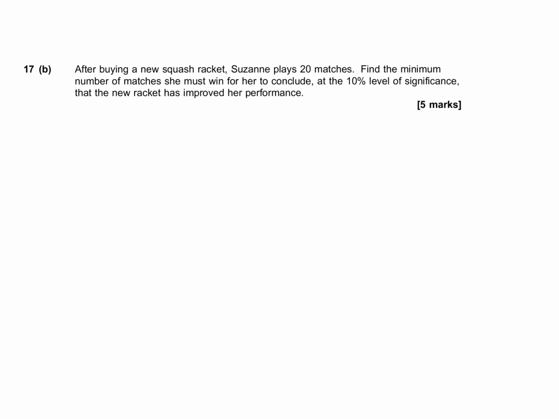Part B of this question is still on binomial hypothesis tests, but there's a little bit less to do now. It's still about Suzanne, but she's switched now to squash and she's played 20 matches, so her sample size has changed. Find the minimum number of matches she must win, for her to conclude at 10% significance level that the new racket has improved her performance.